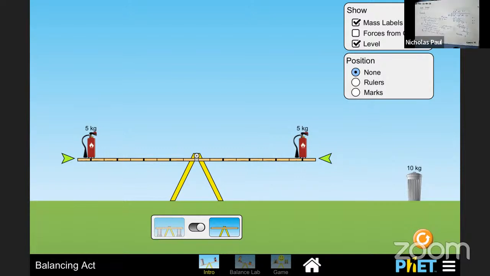I think I heard a speaker. What is the speaker for here? Where is the speaker?